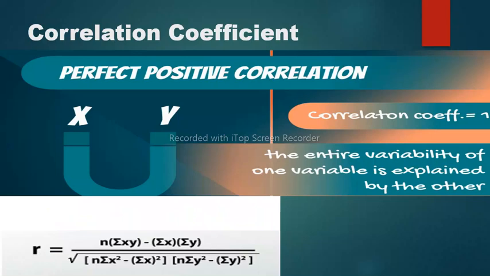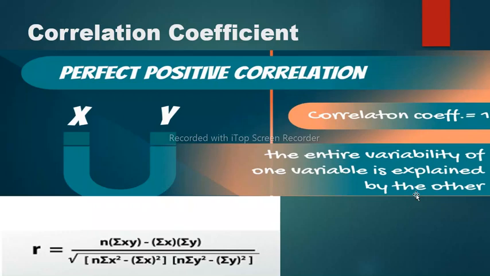Correlation coefficient. The correlation coefficient is denoted by r, and we can measure it through this formula. A perfect positive correlation has two conditions: the correlation coefficient is equal to 1, and the entire variability of one variable is explained by the other.